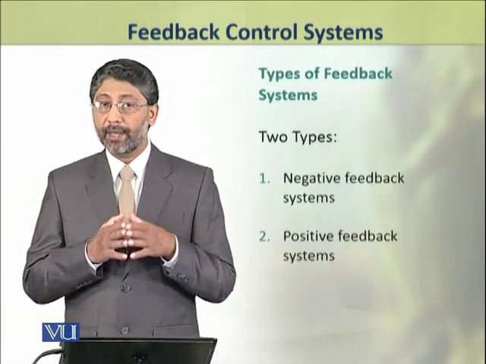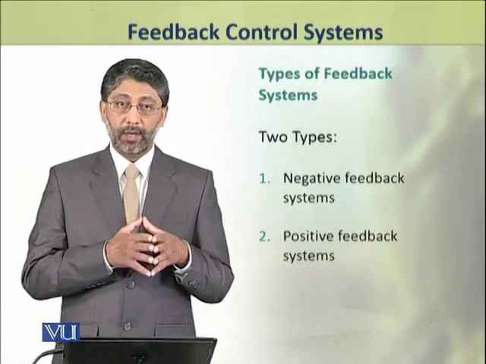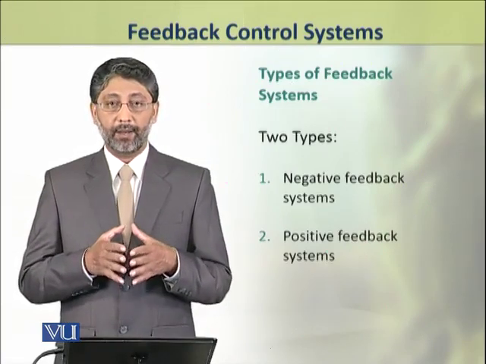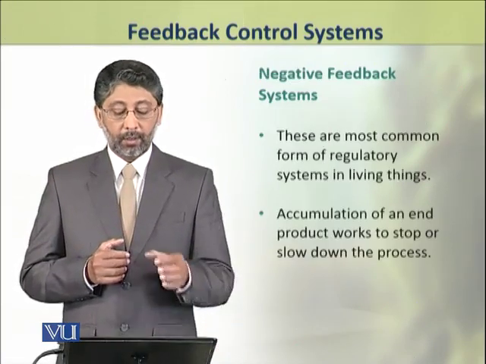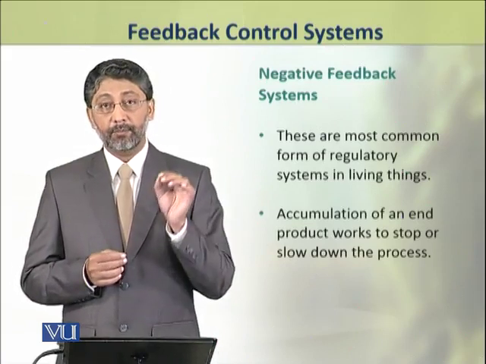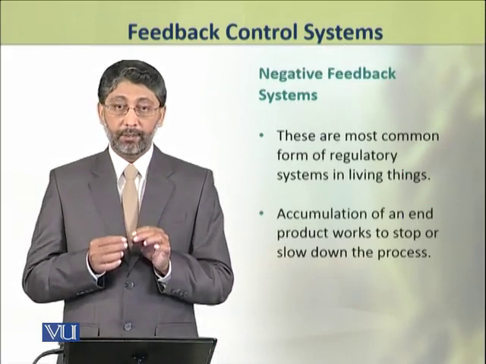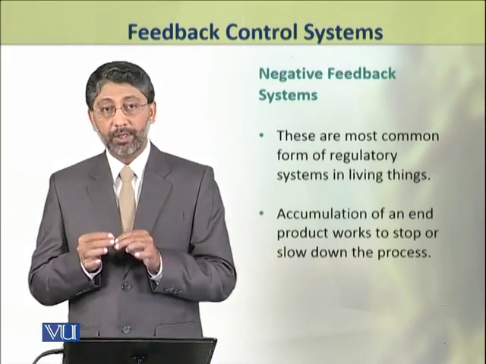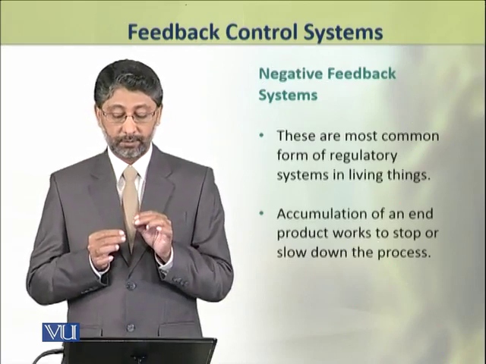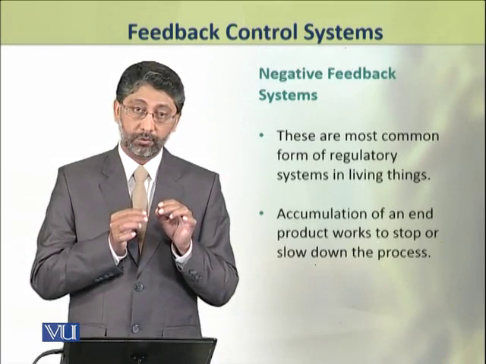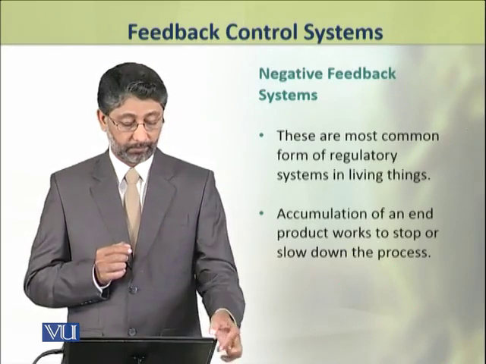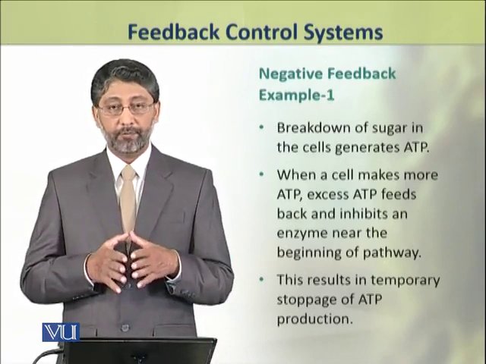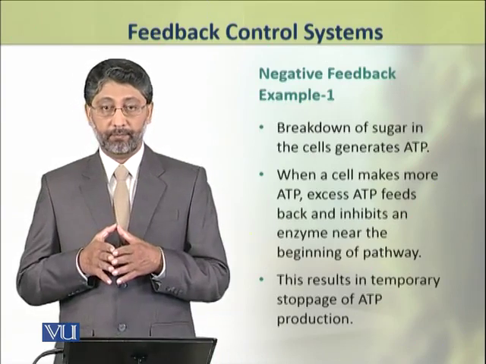There are two types of feedback systems. The first is called negative feedback system and the second is positive feedback system. Negative feedback systems are more common in living things, in which the accumulation of an end product works to stop or slow the process. We shall take two examples of negative feedback systems.